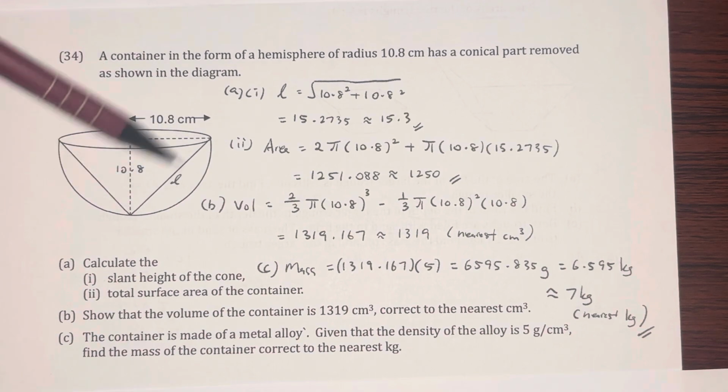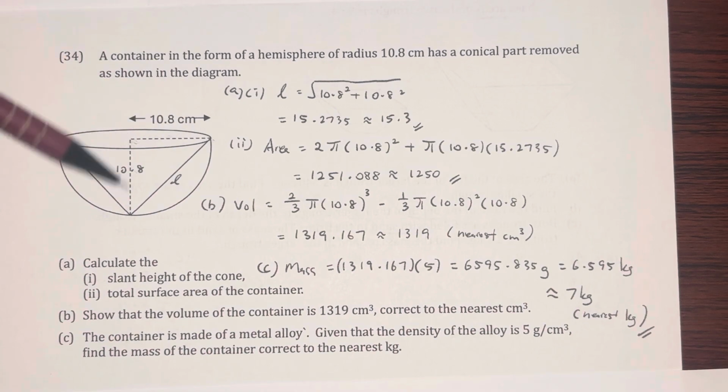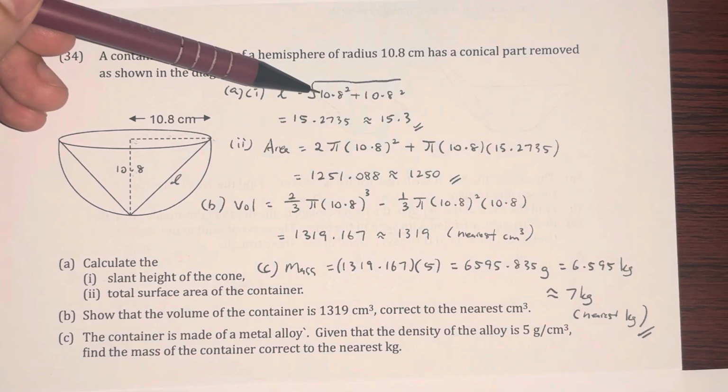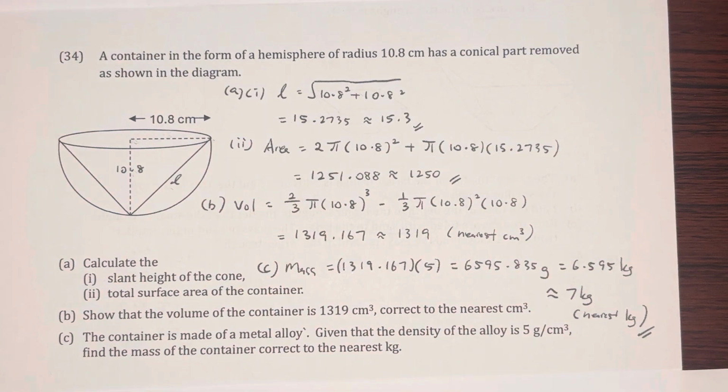As we did just now, it's Pythagoras theorem, so 10.8 square and 10.8 square. Now why are these two numbers the same? Because this is a sphere. So if this is the center, this is radius, this is also radius. So actually both numbers are 10.8 square. So you square, plus together, square root, you get the L. So 15.2753. No problem.